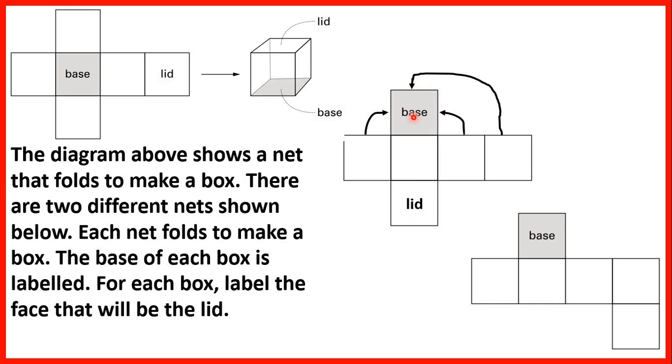fold over the top. Now let's look at this diagram. The face here will fold up, the face here will fold round and cover this edge, this face will fold round and cover this edge, and when this face has folded round, this face here will be able to fold all the way around and cover this edge here, which means that the lid will be this face here.